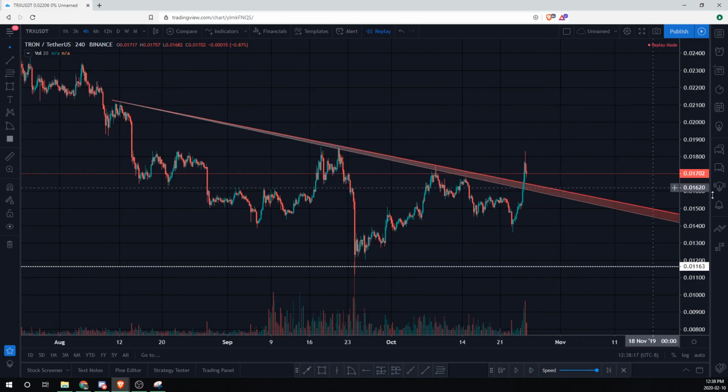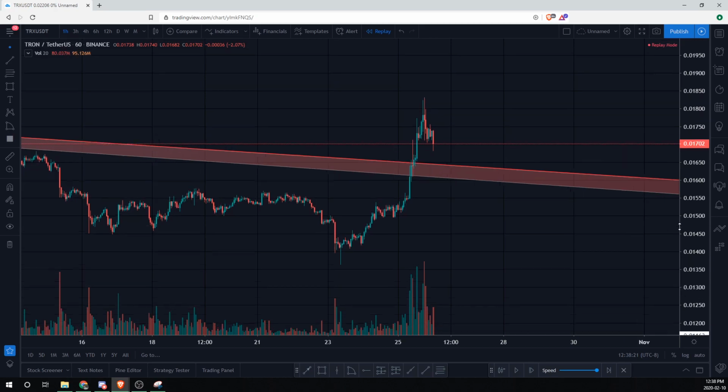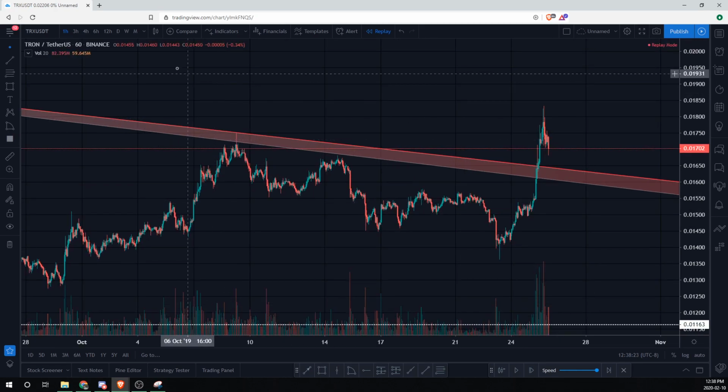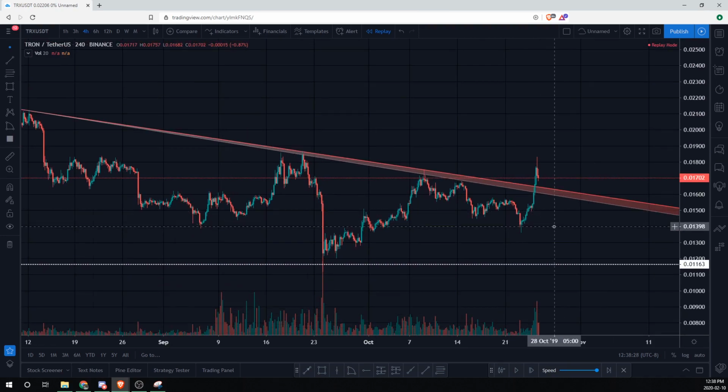Okay, so we got a big pullback there on the 4-hour. Let's break it down back on the 1-hour here. So we got a big move to the upside. What are we looking for? Let's just look back at the 4-hour to discuss what happened. So we got a strong push to the upside.